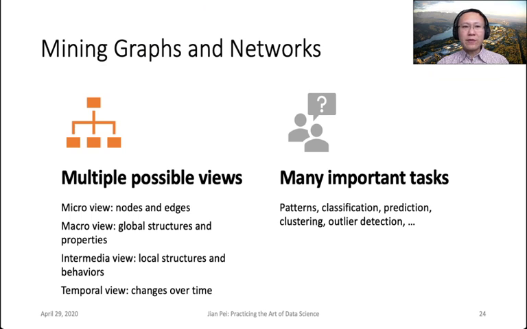There are many different works on mining graphs and networks because we can take multiple different views of graphs. We can look at the micro view, which contains the nodes and edges. We can take the macro view, which looks at the global structures and the properties. We can also stay in between to look at the local structures and the behavior. Don't forget time. Time provides a huge challenge and opportunity for graph mining. And also there are many different important tasks, for example, finding patterns from graphs, classification, prediction, clustering, outlier analysis.